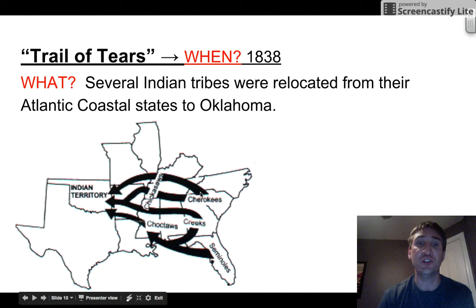And this map shows you the black arrows. The Cherokee Indians were forced to Oklahoma. The Chickasaw were forced to Oklahoma. The Creeks and the Choctaws and the Seminoles, go Florida State, were forced to move to this Indian territory, this reservation in Oklahoma.